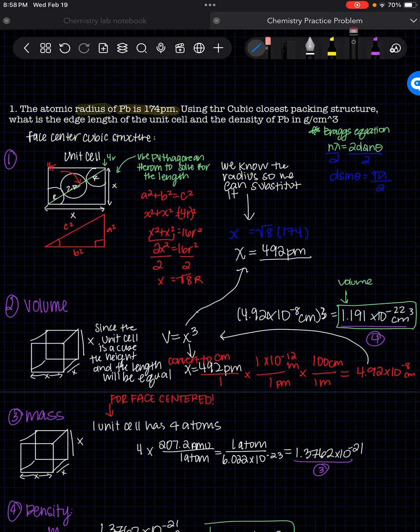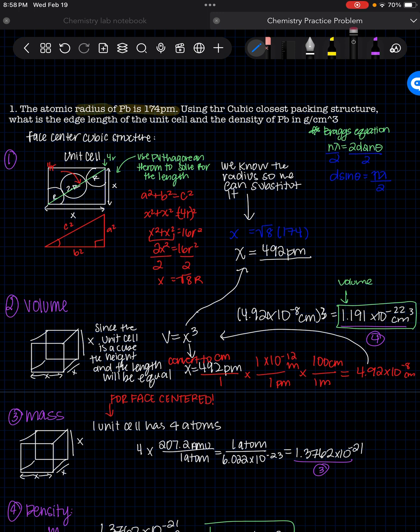Okay, to convert from picometers to centimeters, you need to take 492 picometers times your conversion unit, which is 1 times 10 to the negative 12 meters is 1 picometer. And then 1 meter is 100 centimeters. When you multiply all of this together, you get 4.92 times 10 to the negative 8 centimeters. So that will be your x that's converted.